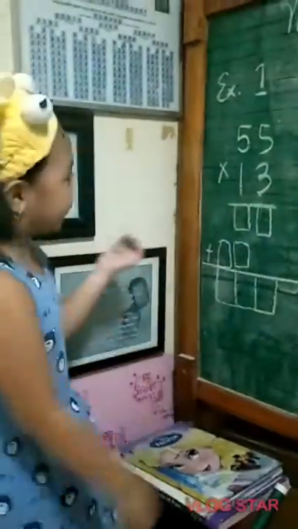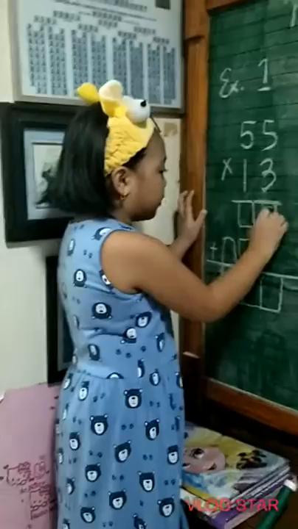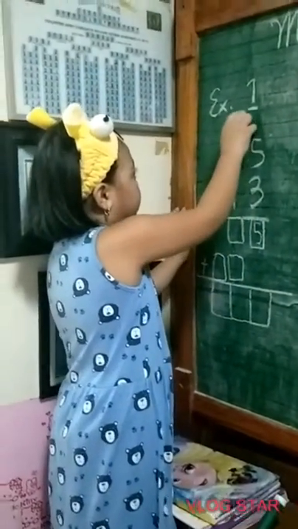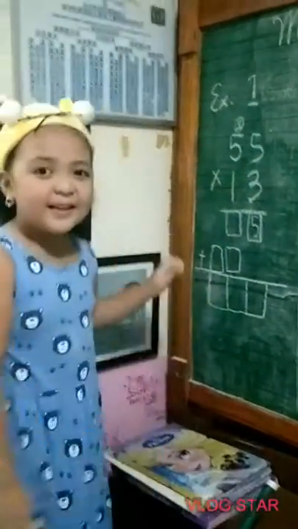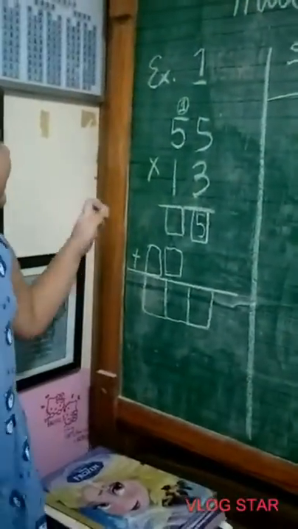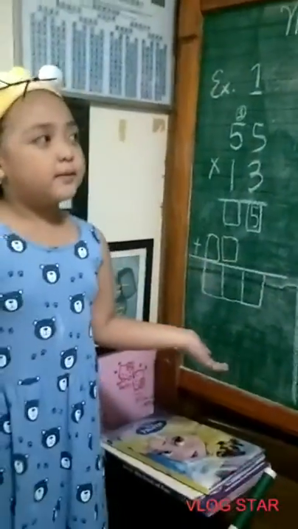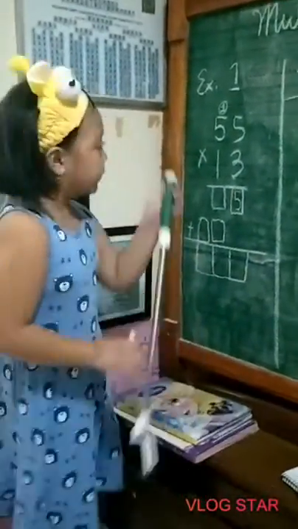5 times 3 equals 15. Because it's like this. When you count by 5 up to 3, how much is that? 5, 10, 15. See, I told you it's 15. So I'm gonna put 5 in here, carry on it. I'm gonna put the circle like that. It's so cute. It's like a little pig. And you can't see it because it's not clear. You can use your stick.